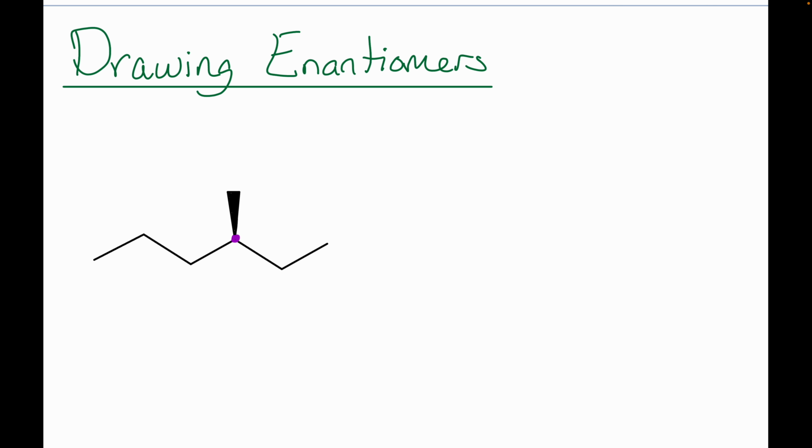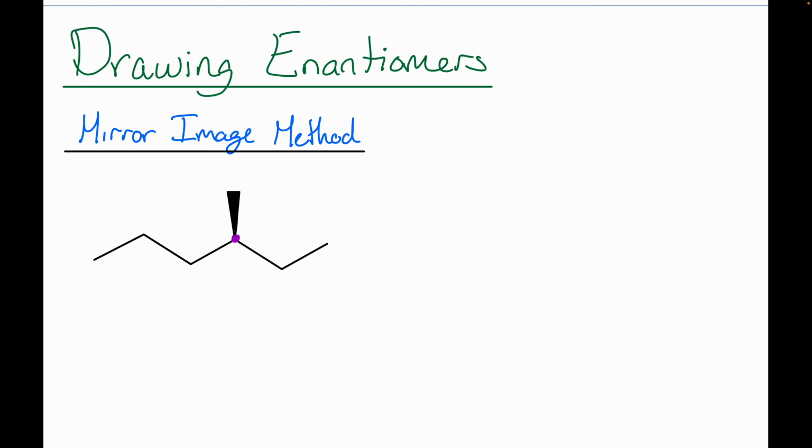So we can draw the enantiomer of this molecule. And we're going to have a few different methods of drawing enantiomers. Really, we want to be able to spot when we're looking at an enantiomer of our compound. The first one is what we're going to call simply the mirror image method. Remember, an enantiomer is a mirror image, so we can pretend like we have a mirror here, and we're going to draw that molecule's reflection in that mirror.